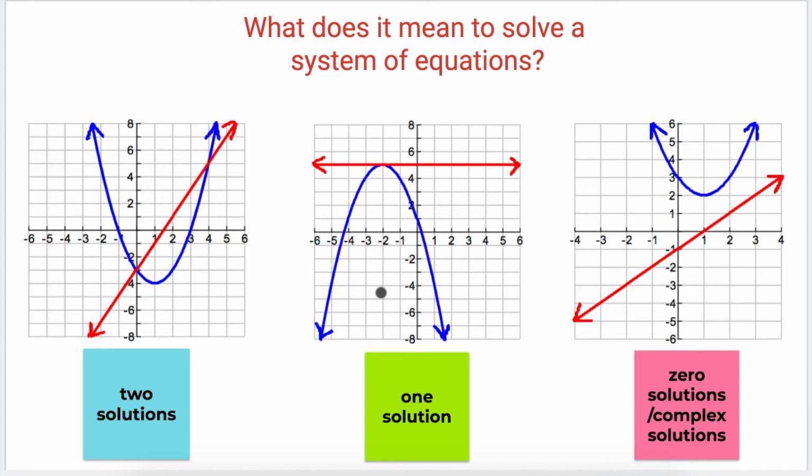In the second scenario, you have the quadratic equation, which is the blue line, and the linear equation, which is the red line. They cross each other at only one specific point. And that means this type of system has one solution. In the final scenario, you have the blue line and the red line not crossing each other at all. In this situation, they have zero real solutions, or they have complex solutions. In this video, I'm not going to present an example that has complex solutions. That's going to be in a separate video. So now let's start with the first example.